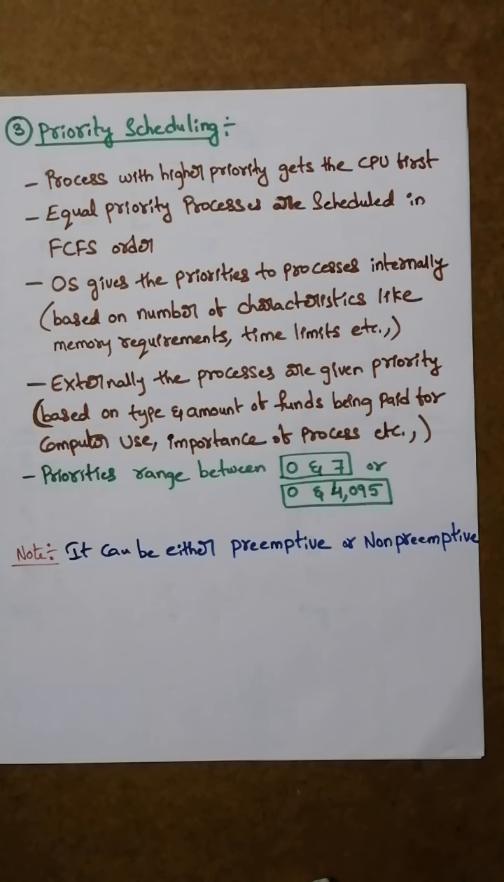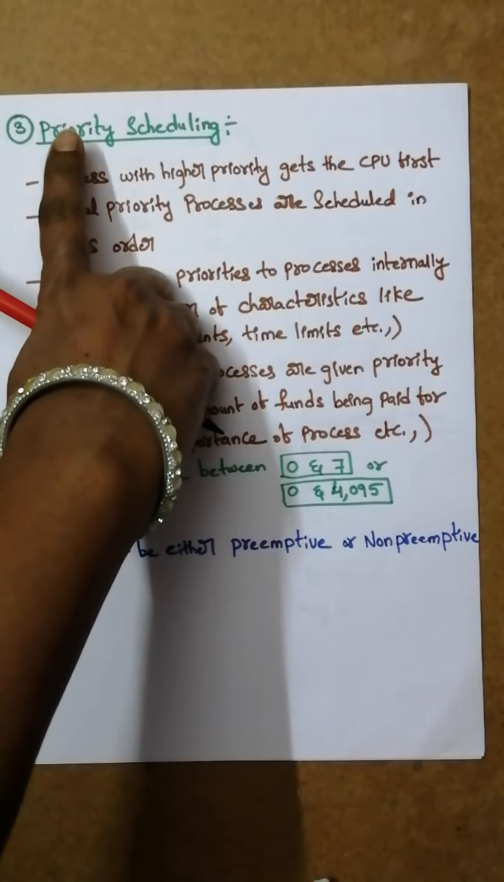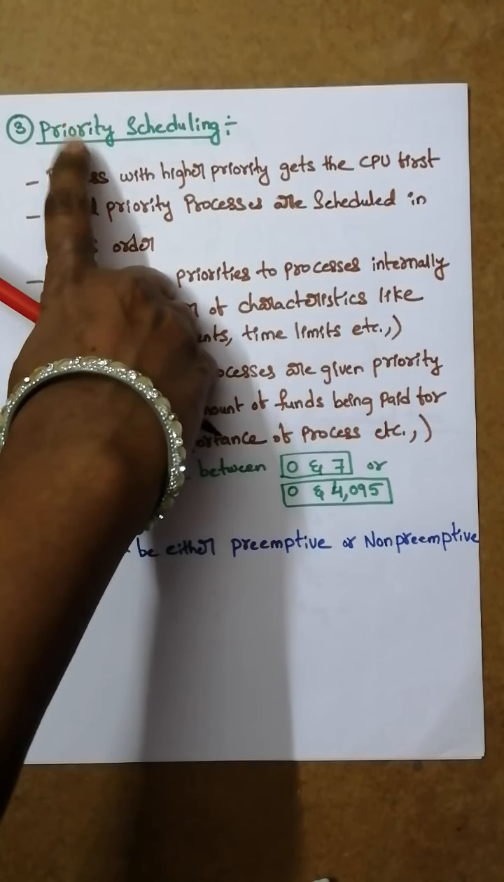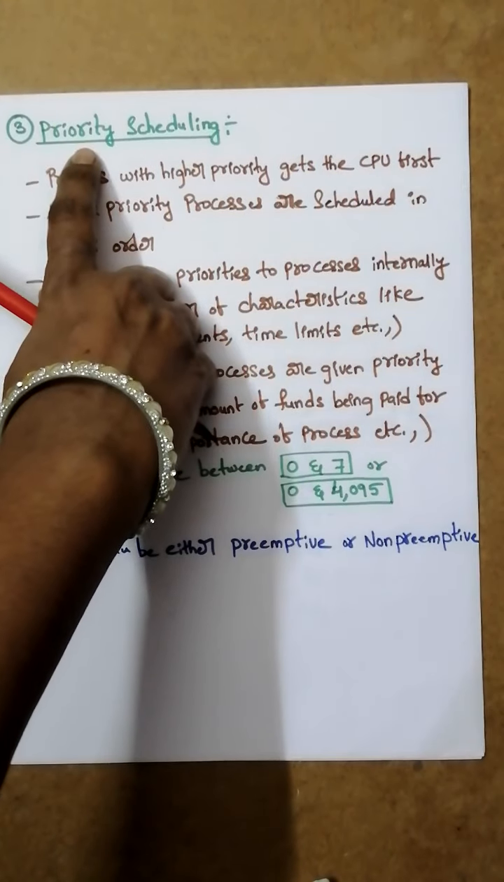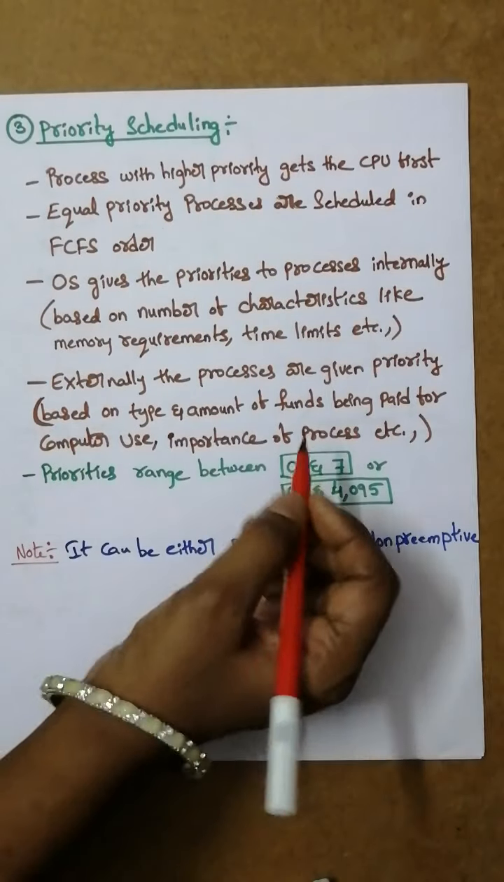Now let's start with the third one, that is priority scheduling. Let's see how priority scheduling is used to assign the CPU to the processes. Basically, scheduling is giving the CPU to all the processes based on the priority. Every process, when it is created, will be assigned some priority by the operating system. Whichever process has the highest priority will get the CPU.